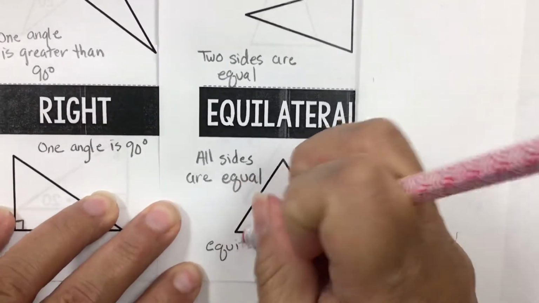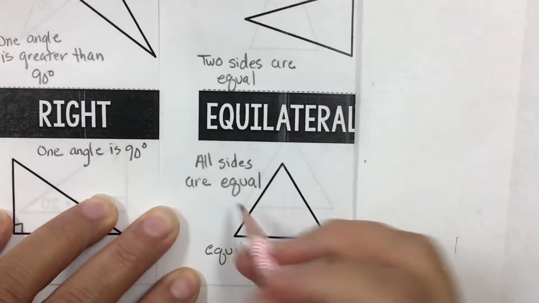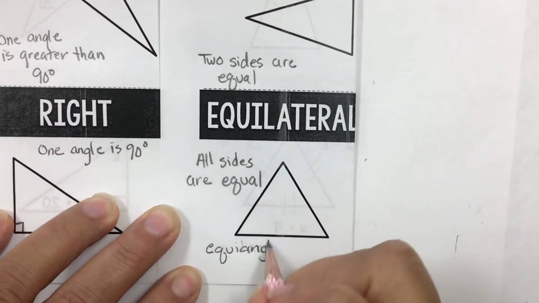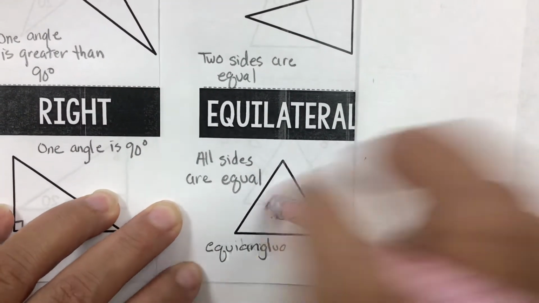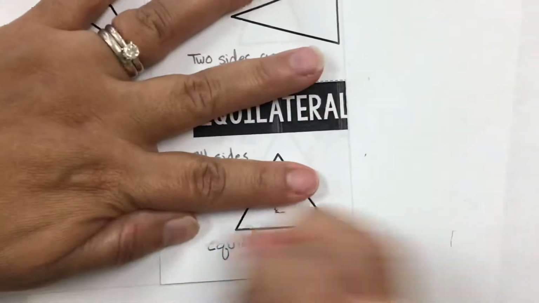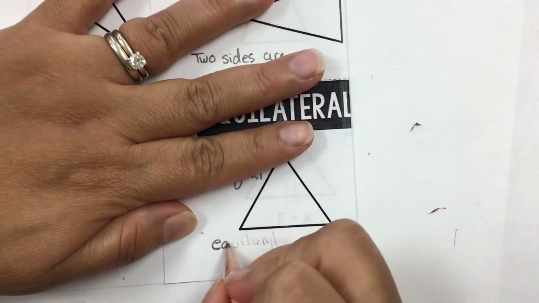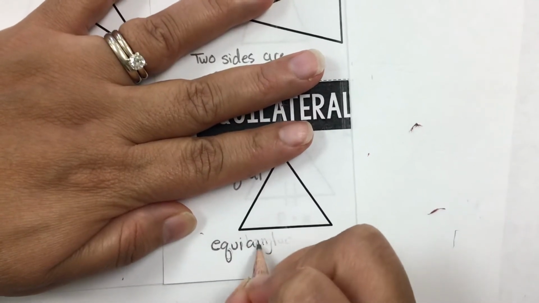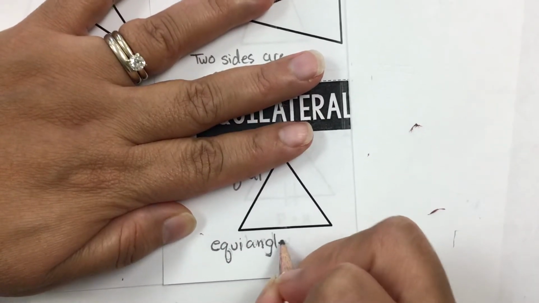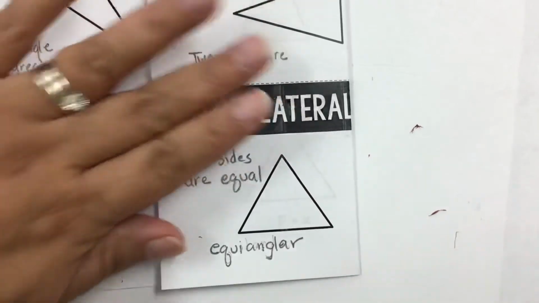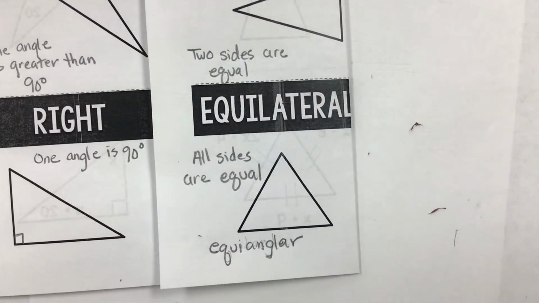Sorry, Noel. Ugh, I'm not sure why I'm spelling this really wrong. Equiangular. It has a U somewhere.